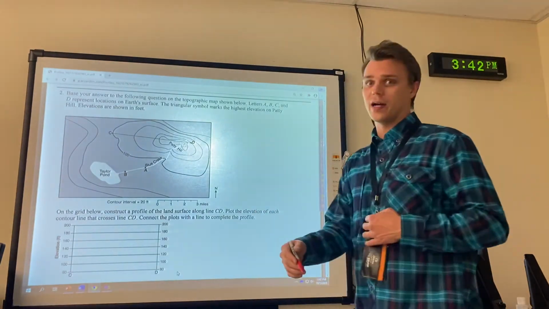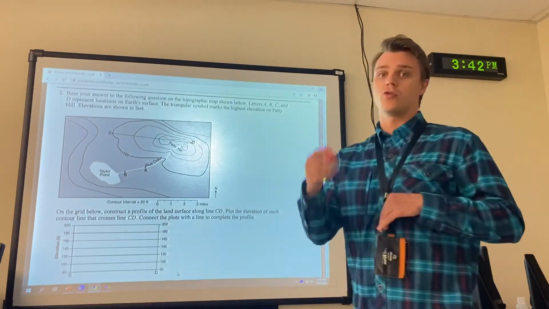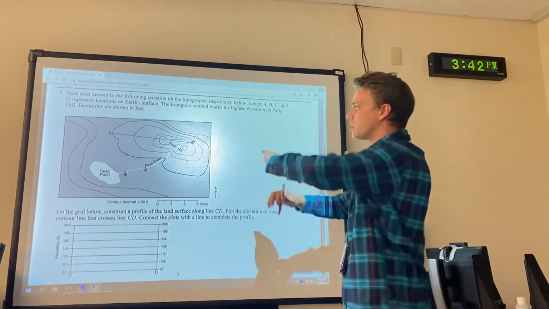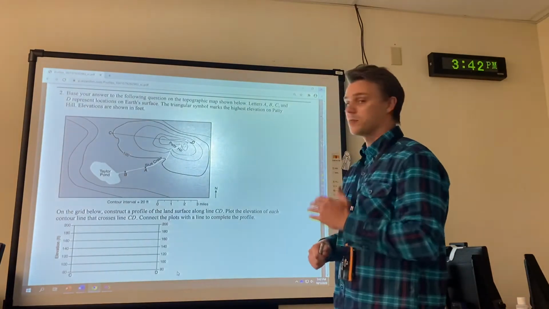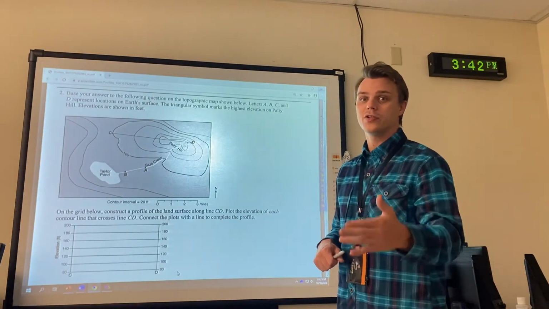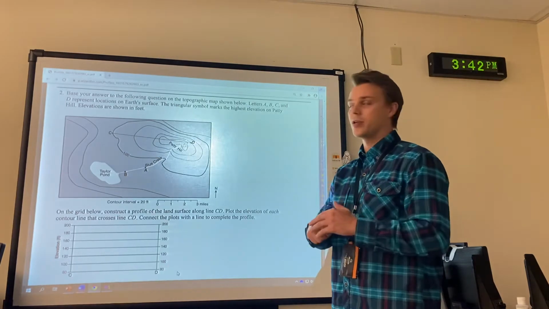A profile is a side view or a cross-section view of what a specific hill or a specific valley will look like, okay? And there are basic steps that you can follow to make sure that you don't make any mistakes while doing this, okay?